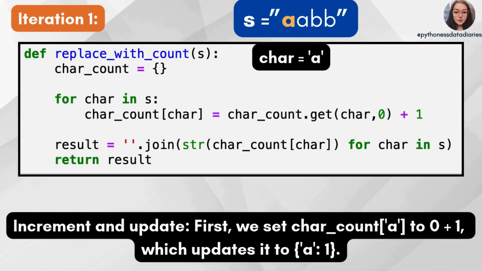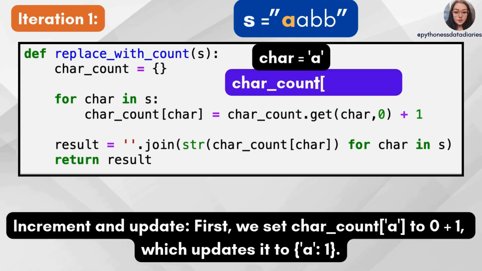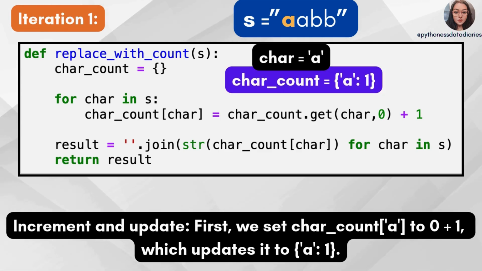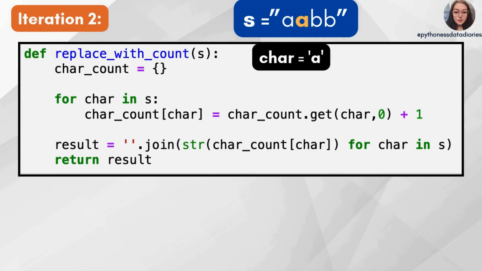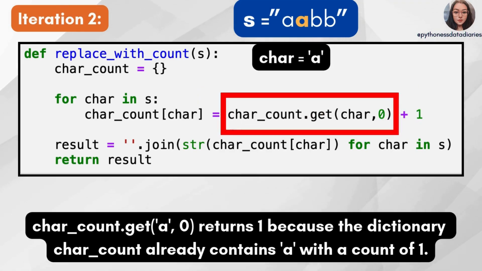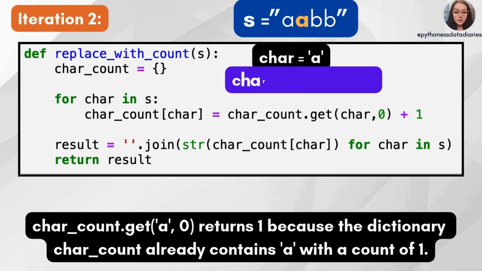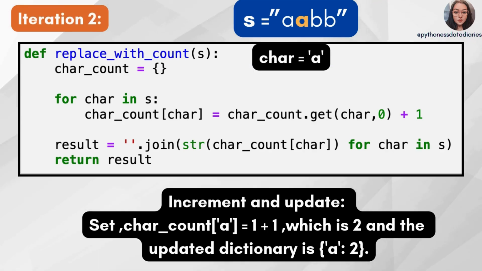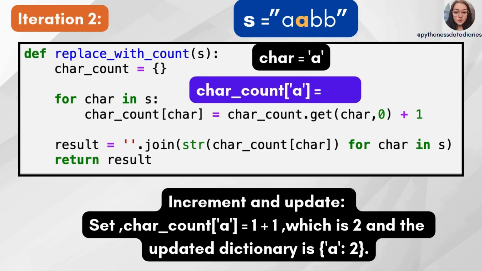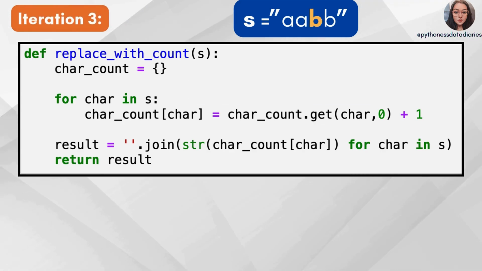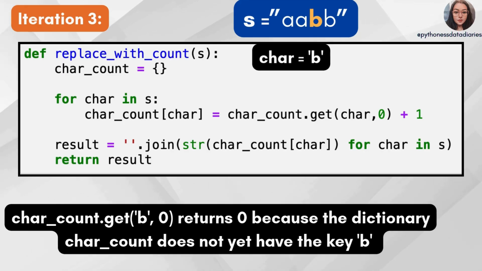Increment and update. First, we set char_count[a] to 0 plus 1, which updates the dictionary to a is 1. Iteration 2, where char is again a. char_count.get(a, 0) returns 1 because the dictionary char_count already contains a with a count of 1. Increment and update. Set char_count[a] to be 1 plus 1, which is 2, and the updated dictionary is a is 2. Iteration 3. Now char is equal to small b.